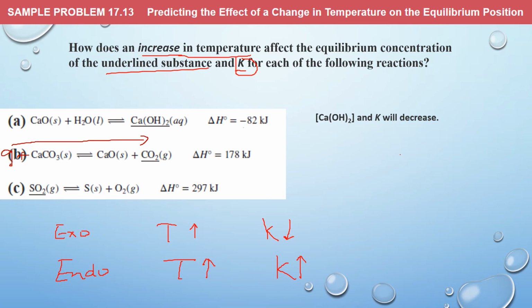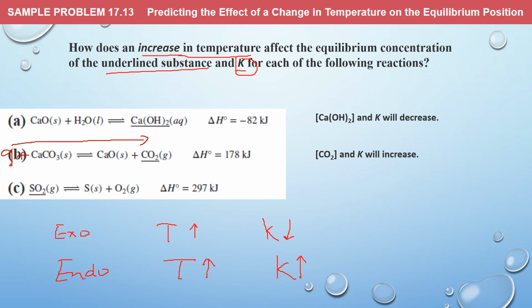Again, because this Q is on the left hand side, it's an endothermic reaction. So increasing the temperature increases the amount of energy, which is preferred by this forward reaction. So the reaction is going to be shifted to the right, and we're going to generate more products. So the CO2 concentration will be increasing, and earlier we determined the K will also increase.